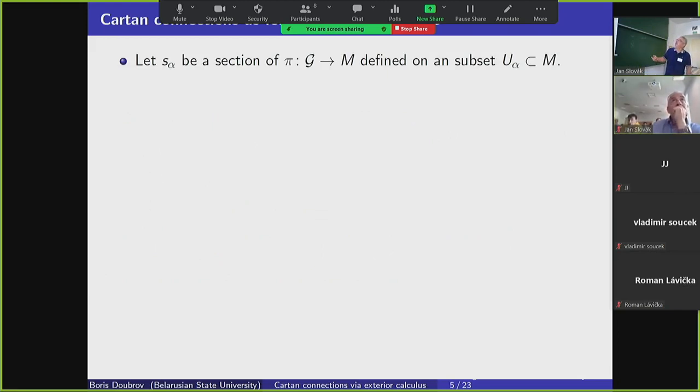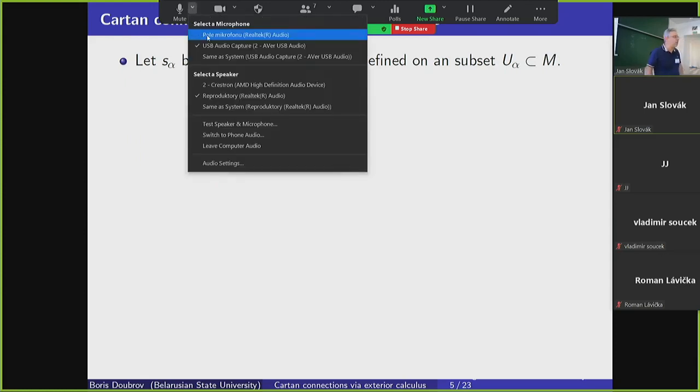let's do the following. Let's fix a section of our principal bundle on which Cartan connections live, and pull back all the objects down to the manifold M. In Cartan's notation, everything was on the manifold M itself, not on the principal bundle on top of M. So this is what we are going to do now. To pull down everything to the manifold, we need a section. So we fix a section on, of course, a certain open subset. Our principal bundle might not have global sections.